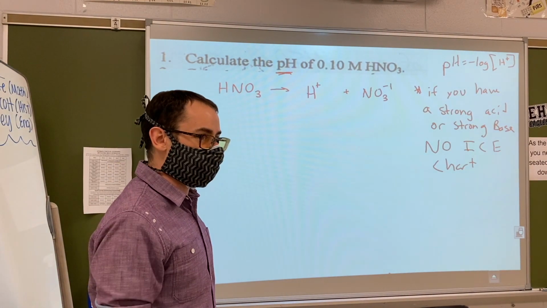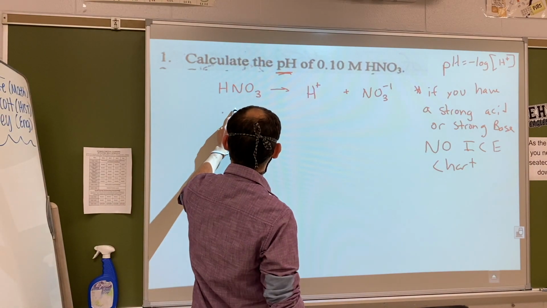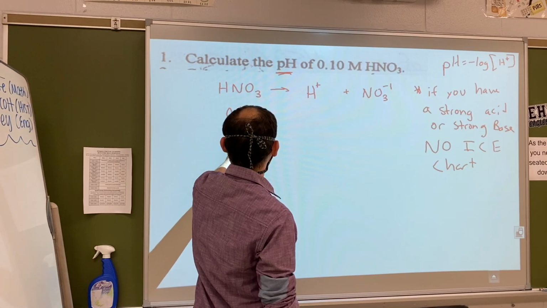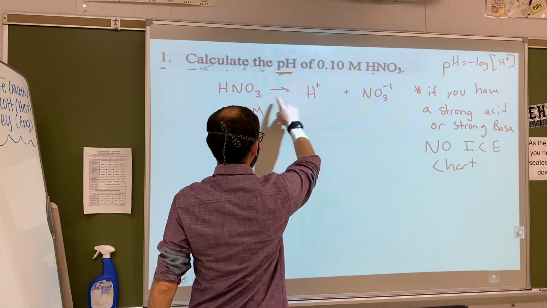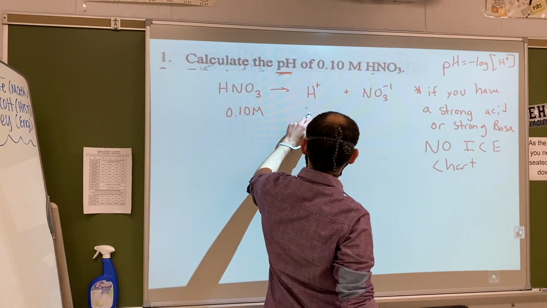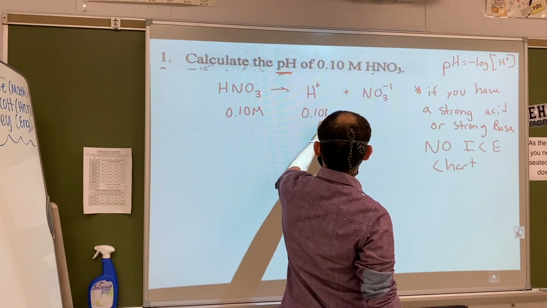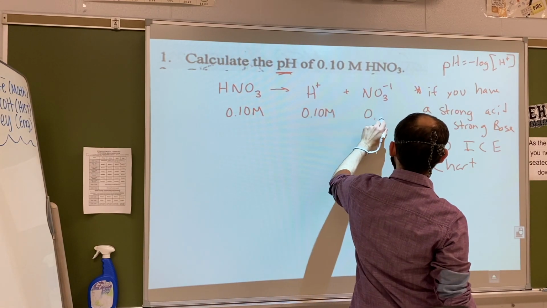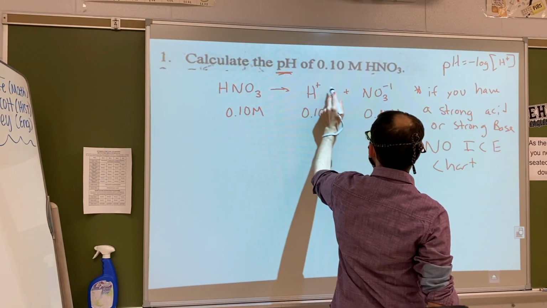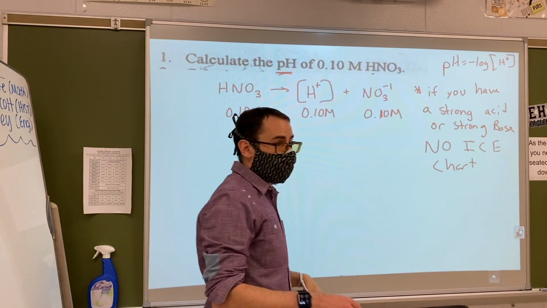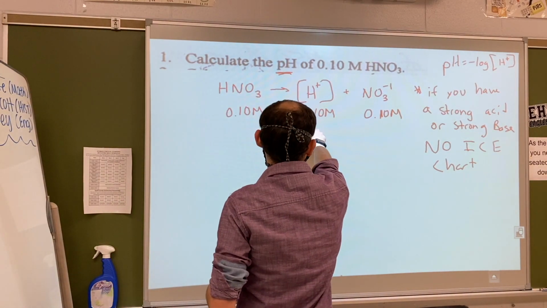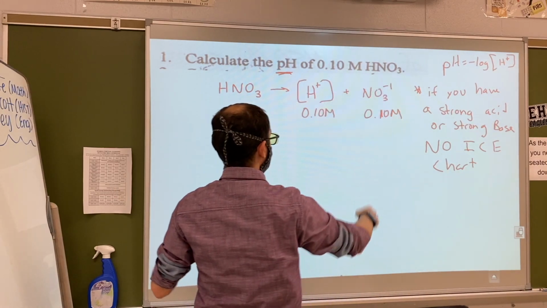Now you're like, well, how does that help us solve this? If you know that this is 0.1 and there's one of these for every one of these, there's one H plus for every HNO3, this is also going to be 0.10 molar. Now you know the H plus concentration because it's this. So now you can plug it into the pH equation.